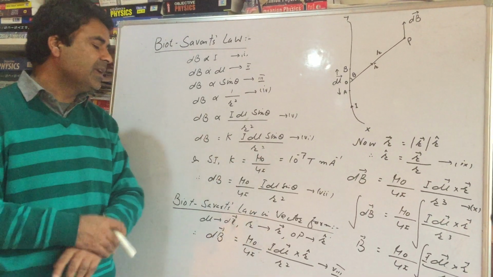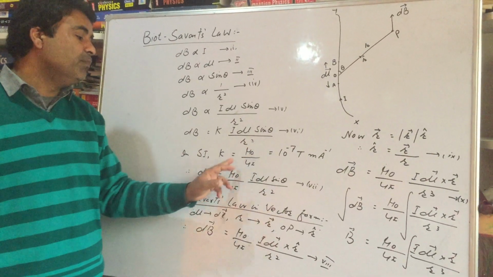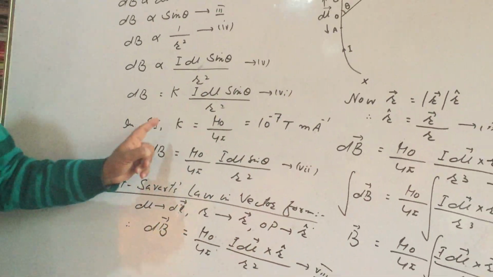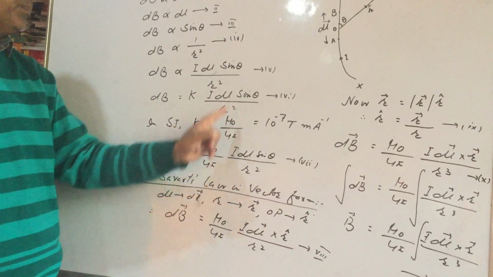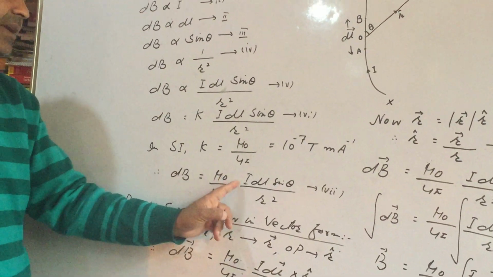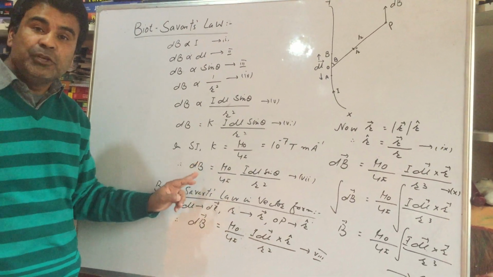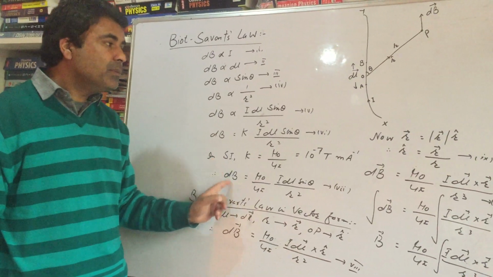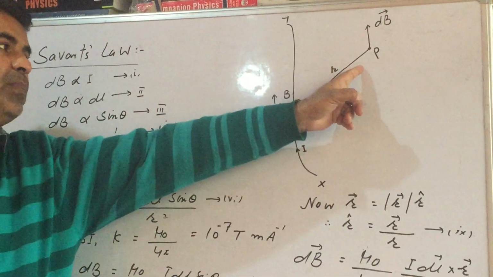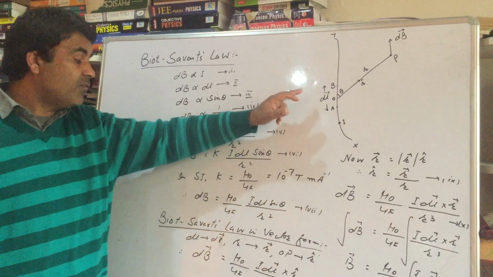This property is called absolute permeability, and its value is mu 0 by 4 pi, that is 10 raised to minus 7. Now substitute the value of k is equal to mu 0 by 4 pi in equation 6. We get dB is equal to mu 0 by 4 pi I dl sin theta divided by r square, and this is in fact the magnitude of the magnetic field produced by a small current element at point P, where this point P is at a distance r from the center of the element.